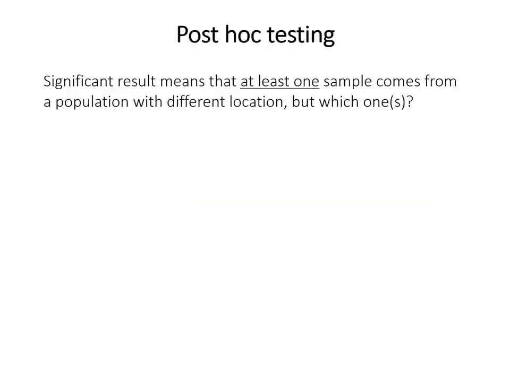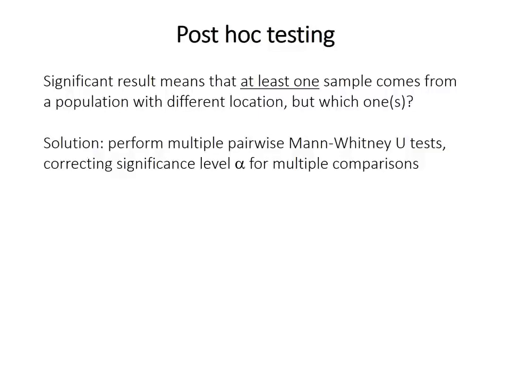But let's say you get a significant result from a Kruskal-Wallis test. That means that at least one of the samples comes from a population with a significantly different location. But which one or ones? There's no specific post hoc test. There's no thing like the Tukey test for the ANOVA, but you can perform multiple pairwise Mann-Whitney U tests, but making sure that you have to correct the significance level for doing multiple comparisons. Remember that multiple comparisons will increase the chance that at least one of them is a type 1 error.